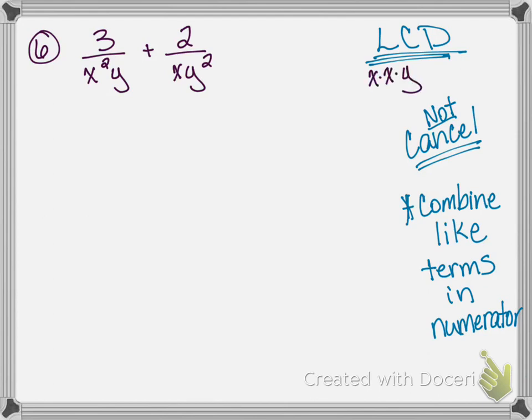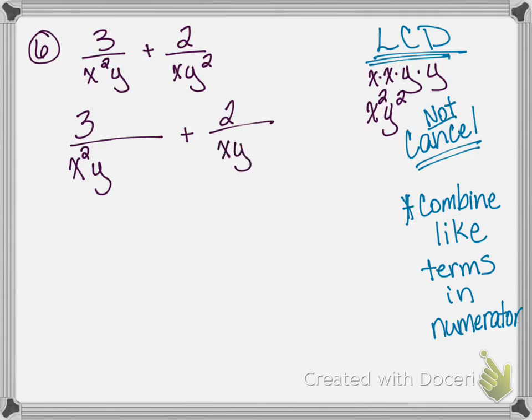times y. So my LCD, I'm just kind of focusing on this one right here. I've got x squared times y. That's x times y. Now, for our second denominator, we have x times y squared. So that's x times y times y. So we are missing a y here. So my denominator, my least common denominator, is going to be x squared y squared, because you've got to account for everything. So now I have 3 over x squared y, and then I have 2 over x y squared.